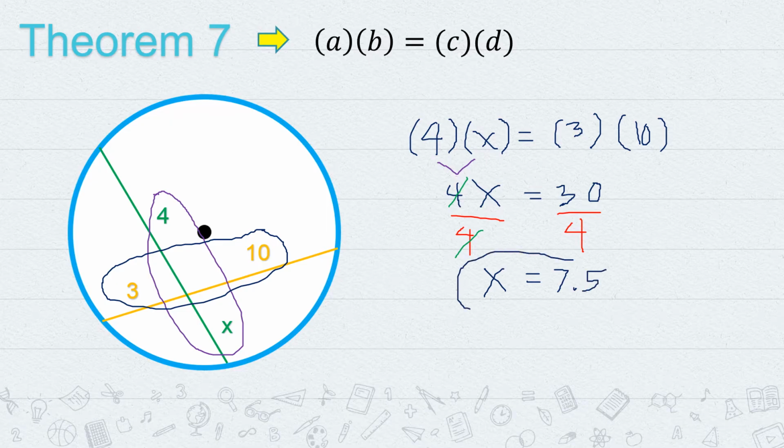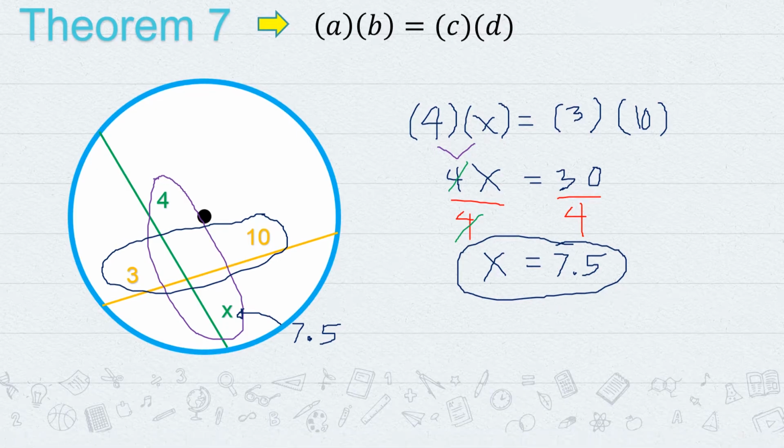Okay, so therefore the measurement of this other segment of our green chord is 7.5 units. So that's how simple theorem number 7 is all about. Let's have the next theorem.